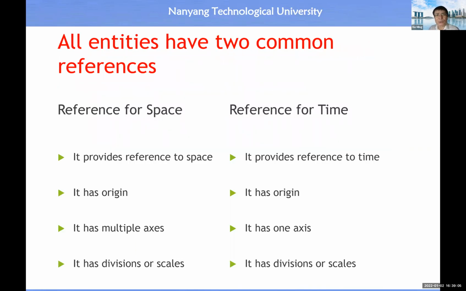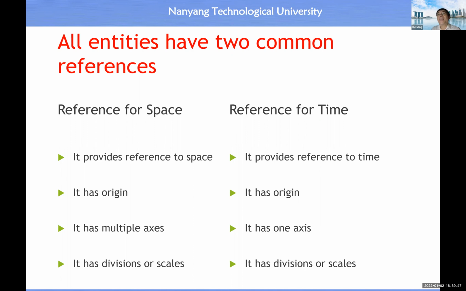And in order to tell the value for a spatial property, we need to have a reference. In other words, in order to tell the position, we must provide the reference. For example, distance means what? Distance means a relative position with respect to a reference point. So we can talk about distance between 2 points, or distance of 1 point with respect to another point. Therefore, we need to have a reference. So for space and for time, we need to have a reference for space, a reference for time.